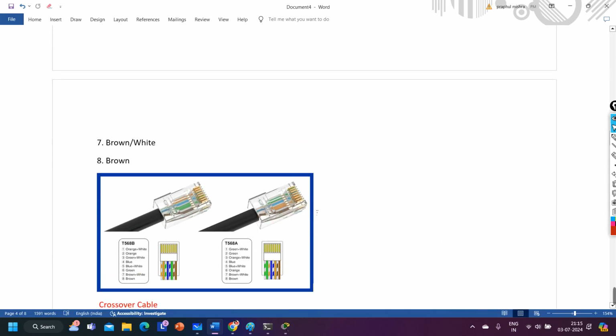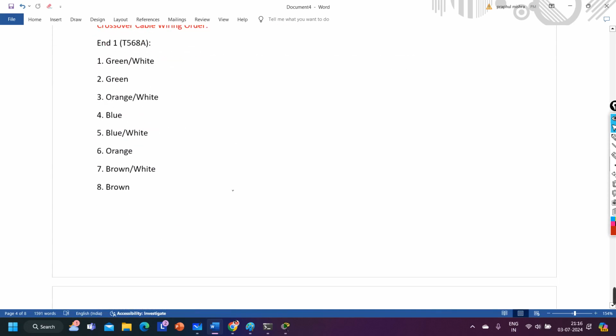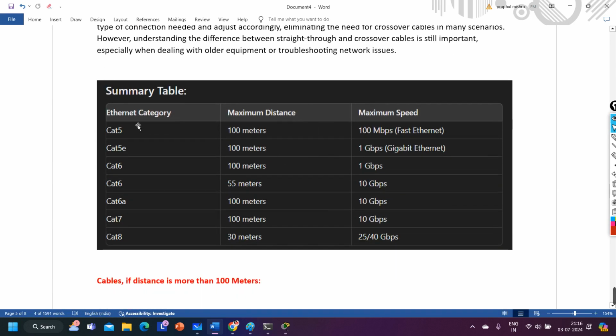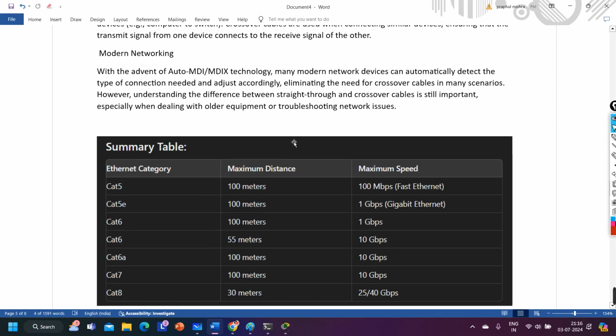Yeah. A question can be, what if the distance is more than 100 meters? Because see, the standard for distance and speed, the maximum is 100 meters only. Yes or no? Cat 5 is also going to provide you 100-meter distance, Cat 5e 100 meters, Cat 6 55 meters, Cat 7 100 meters, Cat 8 30 meters. So what if the distance is more than 100 meters? Which type of cable will you use?